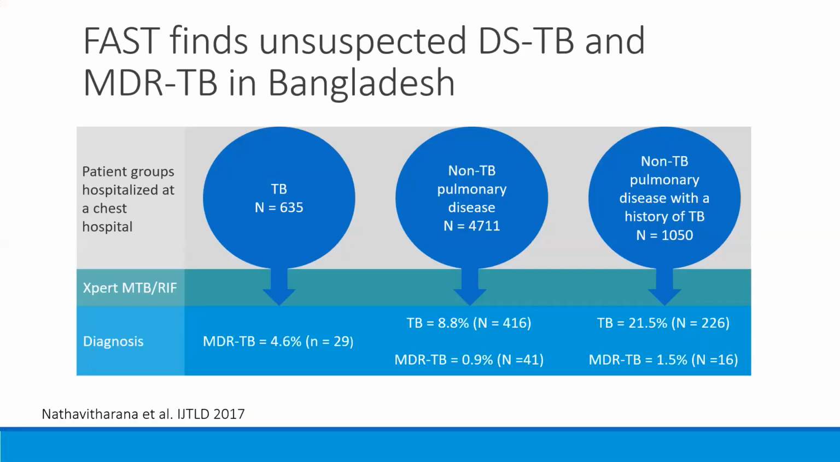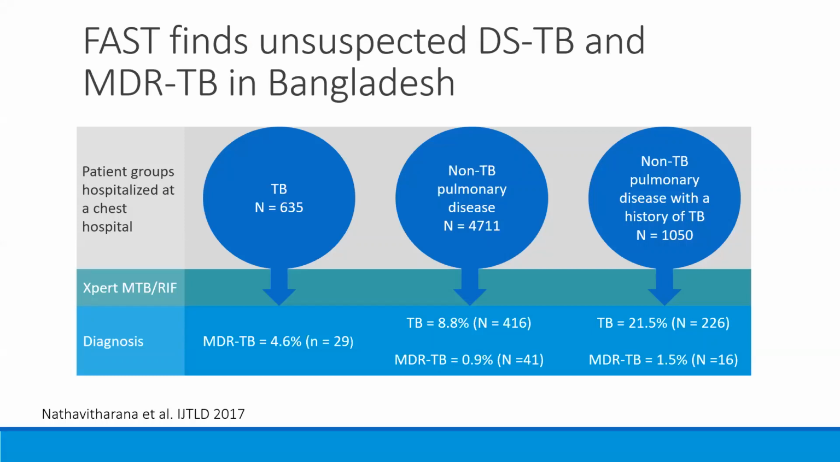All right, so now some evidence about the FAST intervention. This is some evidence that FAST is able to identify patients with TB. This is a pilot project of FAST implementation from a chest hospital in Bangladesh. So these are patients who have some respiratory complaint. This is in the capital city, Dhaka.